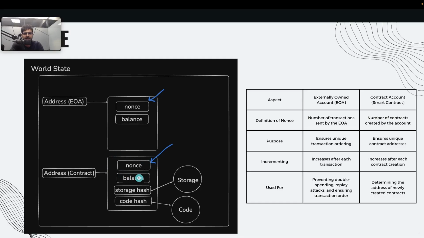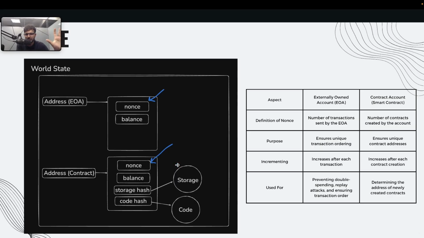Balance, we understand, it's the same thing. The number of Ethereum in this specific account. Purpose is this increases after contract creation. Every time you create another contract from this contract, this nonce number increases, and the purpose is to determine the address of the newly created contracts. As you create more and more contracts, you can actually deterministically find their address based on this nonce. At the 0th nonce this contract was created, at the 1st nonce this contract was created, and so on and so forth. That is the purpose and need of this nonce field.